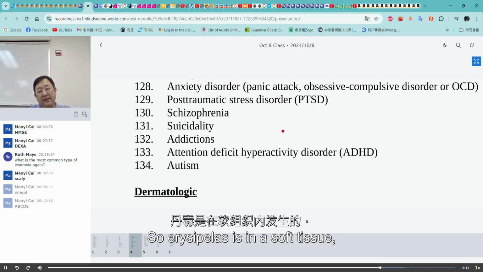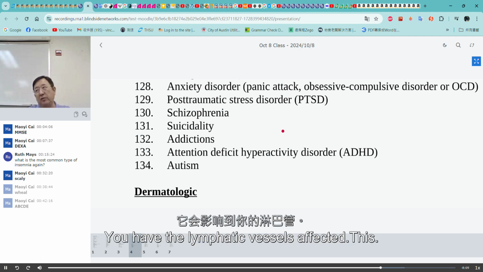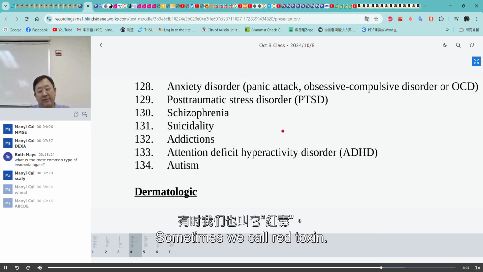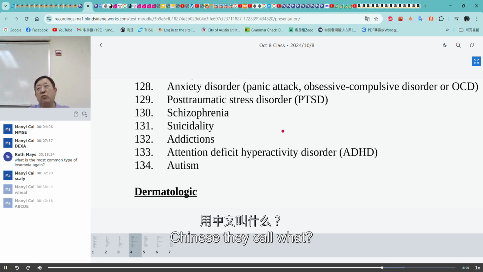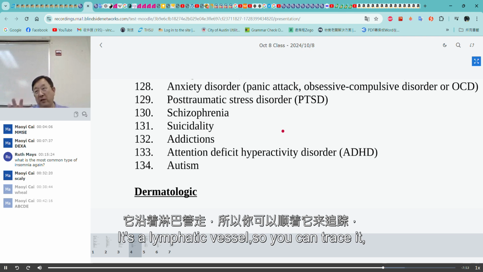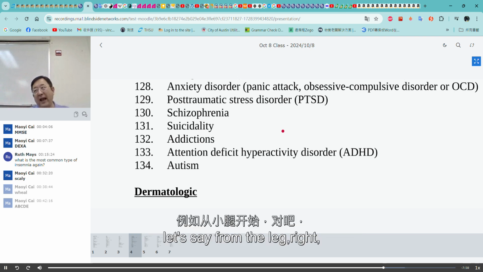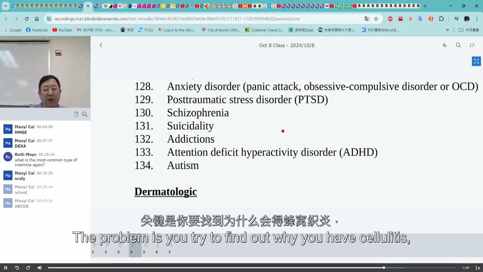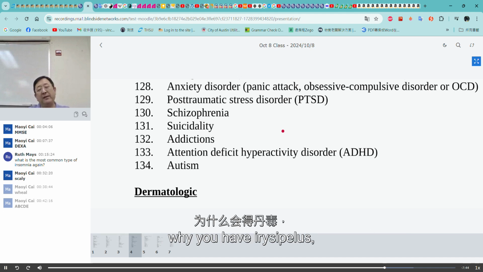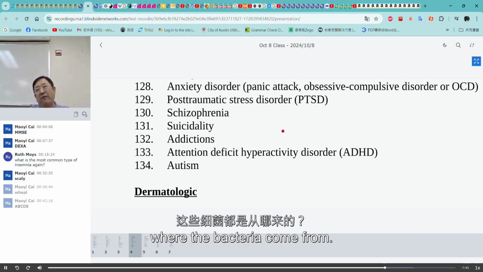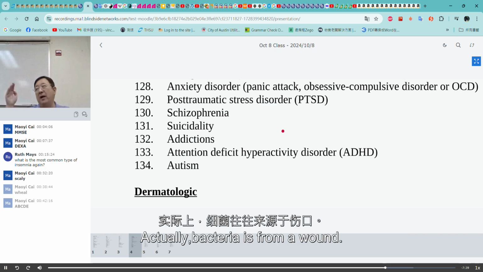So erysipelas is in the soft tissue, where the lymphatic vessels are affected. Sometimes we call it red toxin. Chinese call it what? Dandu, red toxin. Erysipelas. So it's the lymphatic vessel. You can trace it, let's say from the leg, all the way up. Then the problem is you try to find out why you have cellulitis or erysipelas, where the bacteria come from. Actually, the bacteria are from a wound.